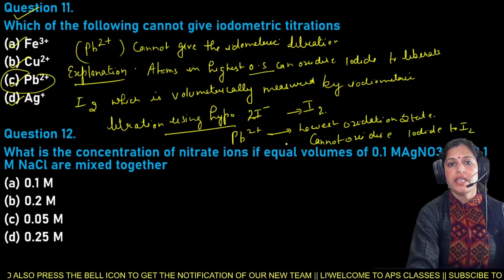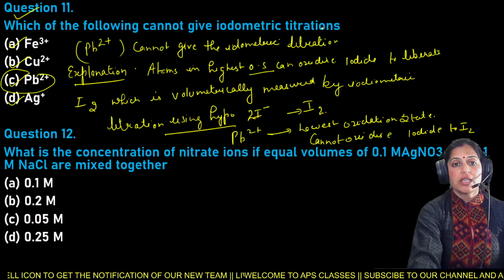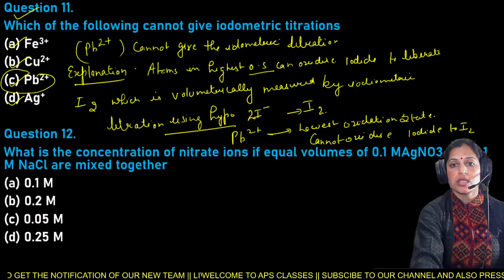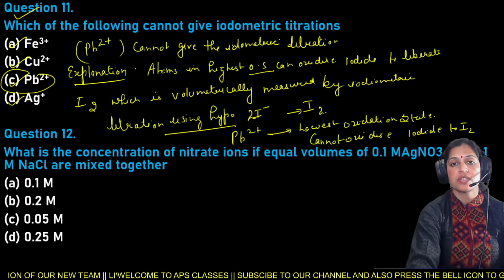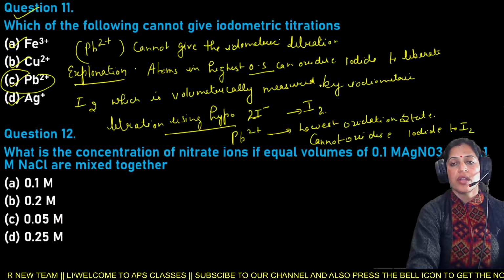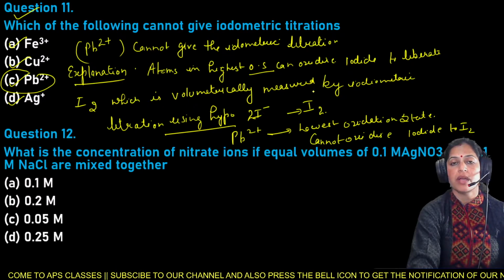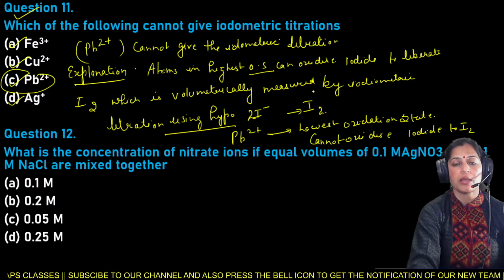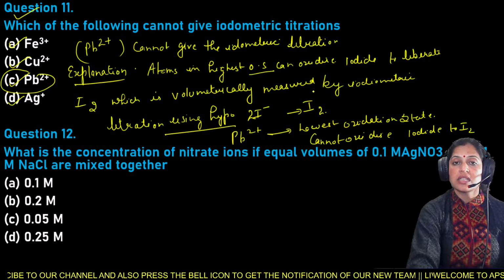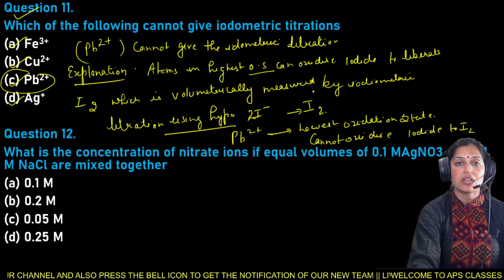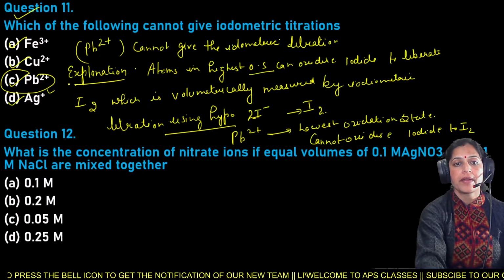So here, out of these, Pb2 positive cannot give the iodometric titrations, because atoms in the highest oxidation state can oxidize iodide to liberate I2, which is volumetrically measured by iodometric titrations using hypo. 2I negative gives rise to I2, and Pb2 positive is in the lowest oxidation state and cannot oxidize iodide to I2. So here this is the right answer.